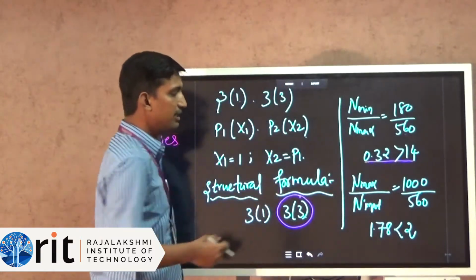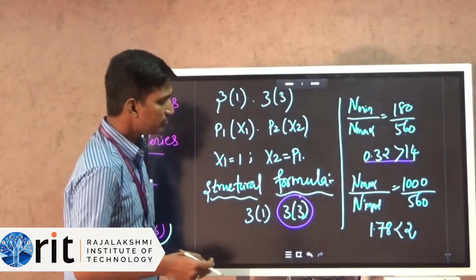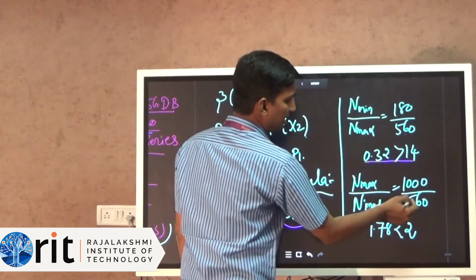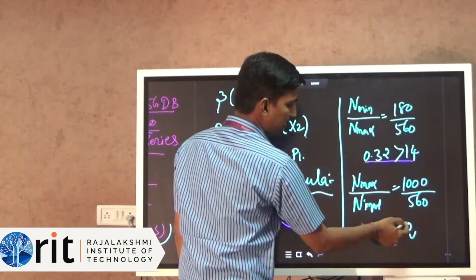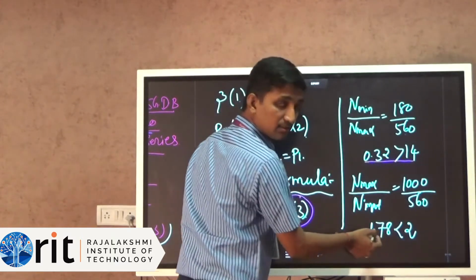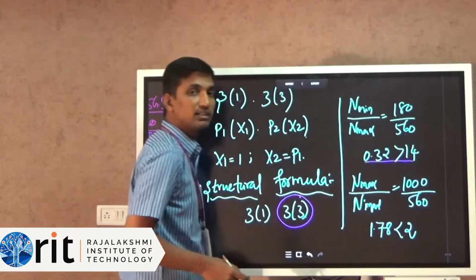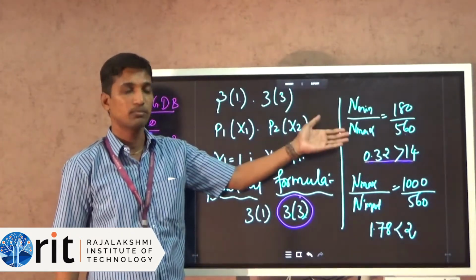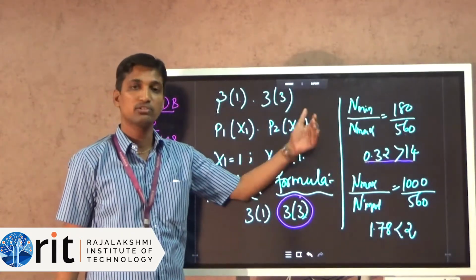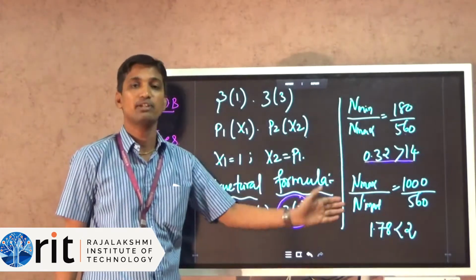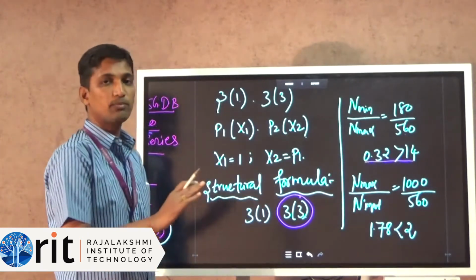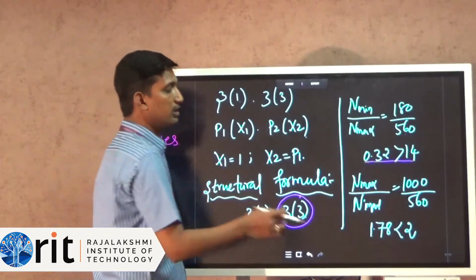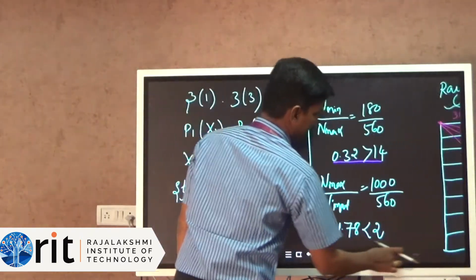Similarly, n max divided by n minimum. For the n max value, I choose 1000 divided by 560. By dividing that, I get 1.78, which is lesser than 2. Now, the minimum value should always be greater than 0.25, and the maximum value should always be lesser than 2. This is the proper calculation we are supposed to do in order to find the ray diagram.